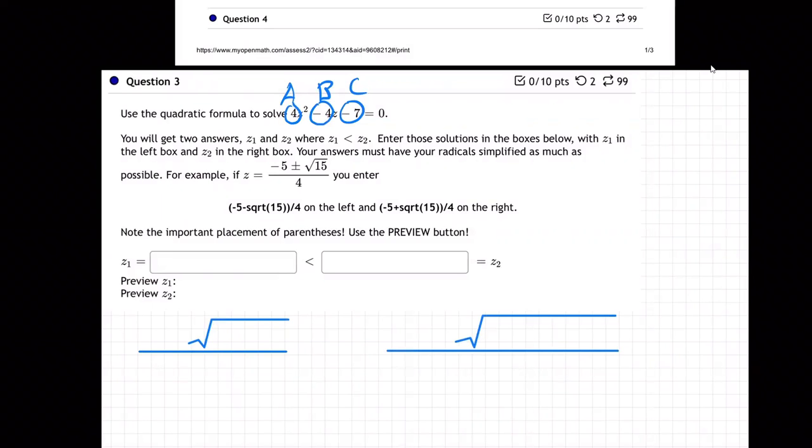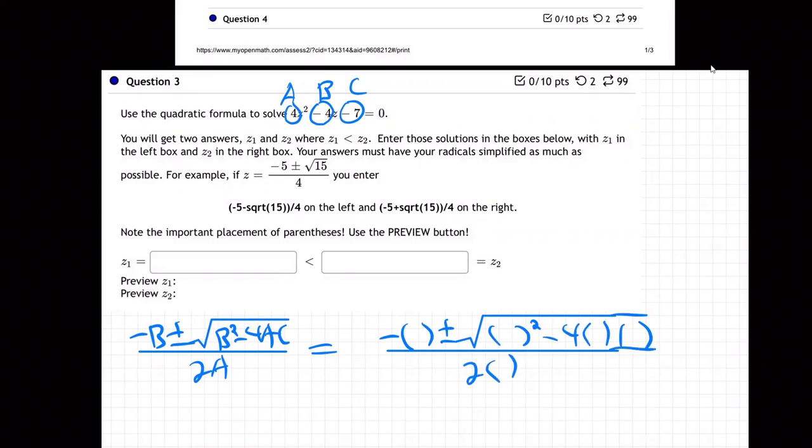All right, so the quadratic formula is -b plus or minus the square root of b squared minus 4ac all over 2a. All right, so I'm going to plug everything in. So my b here is -4.